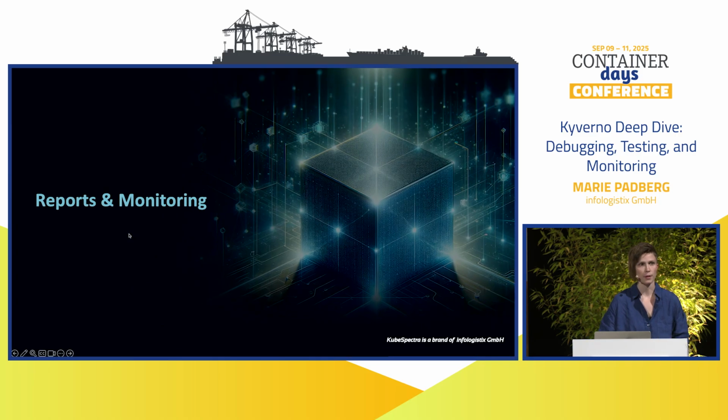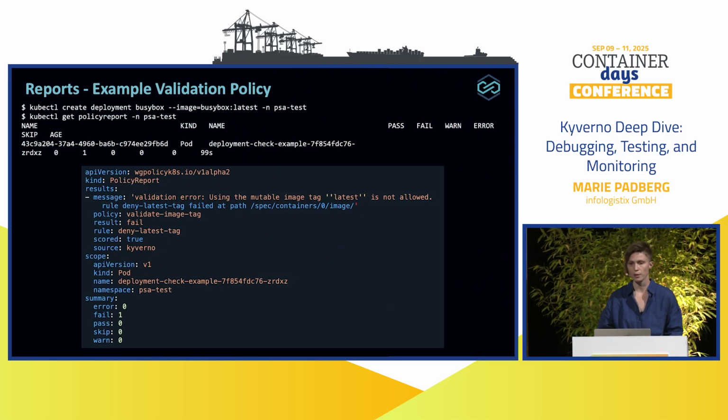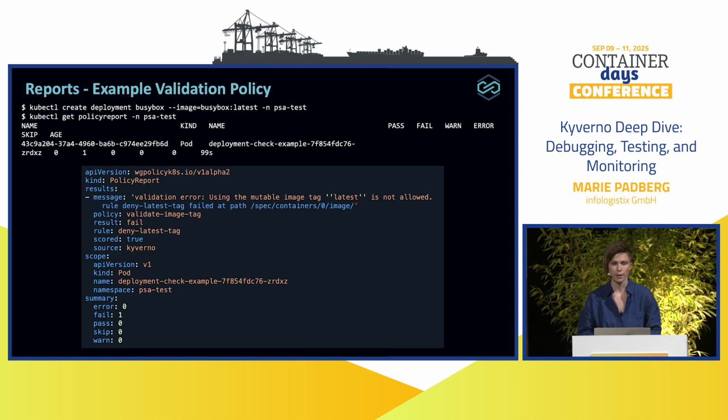Now that we have applied our policy and tested it, we want, of course, to see the impact of our policy on the cluster. So we need some reports and maybe monitoring. And the easiest way to get the results is to ask for the policy report and take a look into it, and then you see as a result, in this case, that it has failed because I used the latest label, which is forbidden and should not be used.